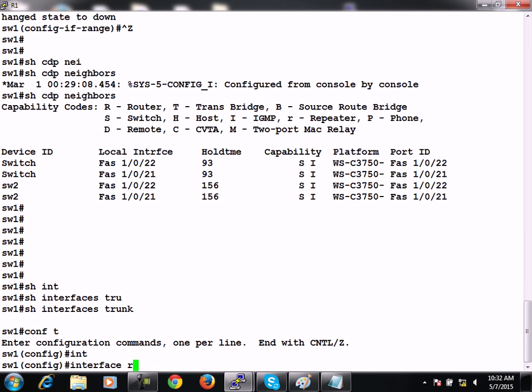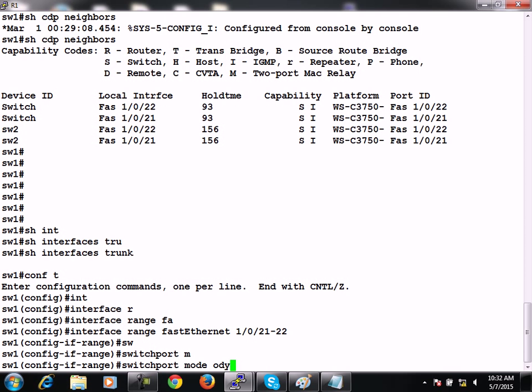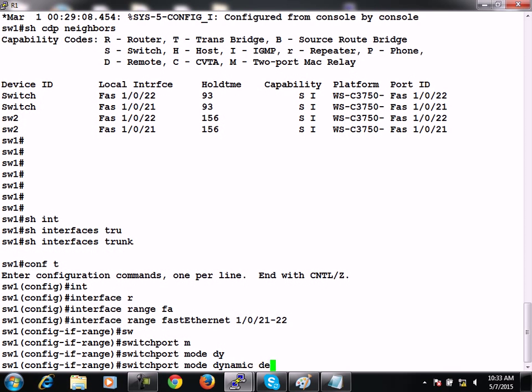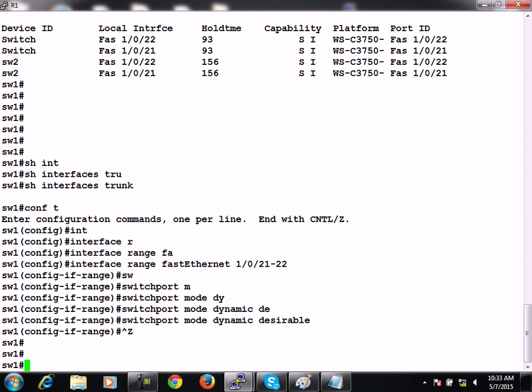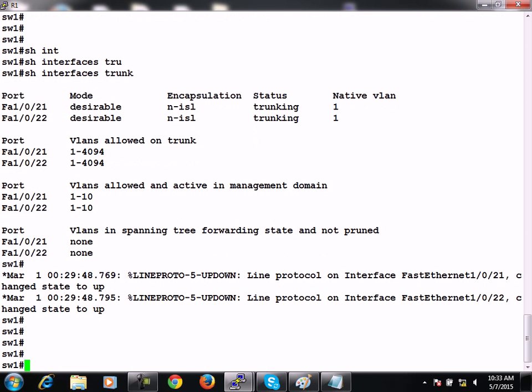So let's do one thing. Interface range FastEthernet 1/0/21 to 22. Switchport mode dynamic desirable. So now you will see trunking will come up dynamically, right? So the interface is trunk, no problem at all.